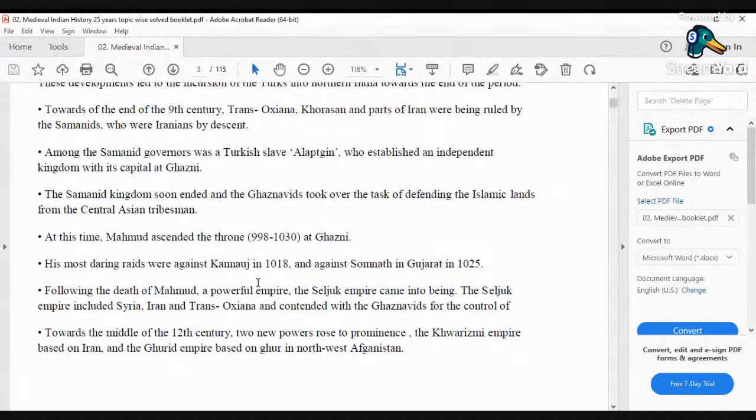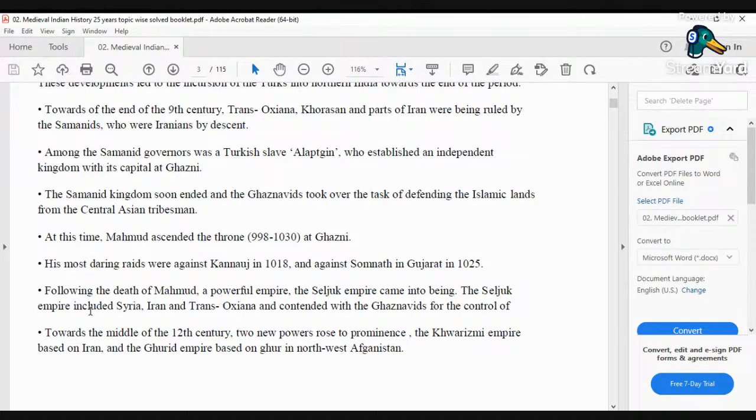Why is Mahmud of Ghazni famous? He is famous because he invaded India several times, 17 times to be precise. It was during his 17th and last invasion that he ransacked the famous Somnath temple located in Gujarat, also known as the Eternal Shrine. His most daring raids were against Kanauj in 1018 and against Somnath in Gujarat in 1025, which was also his last raid.